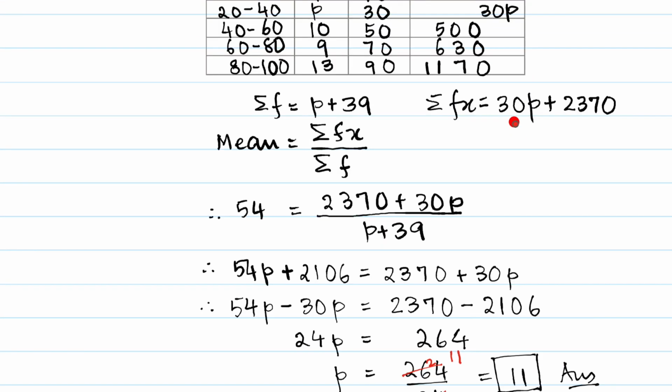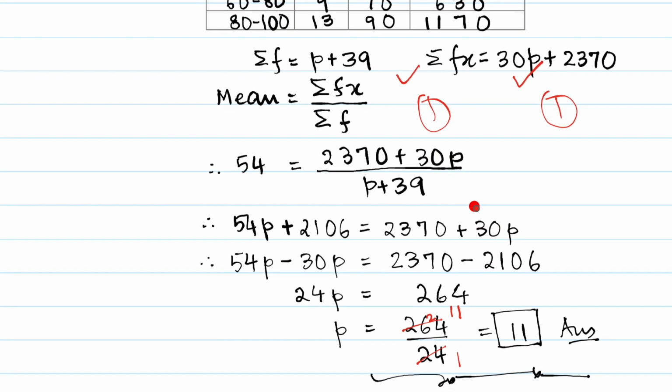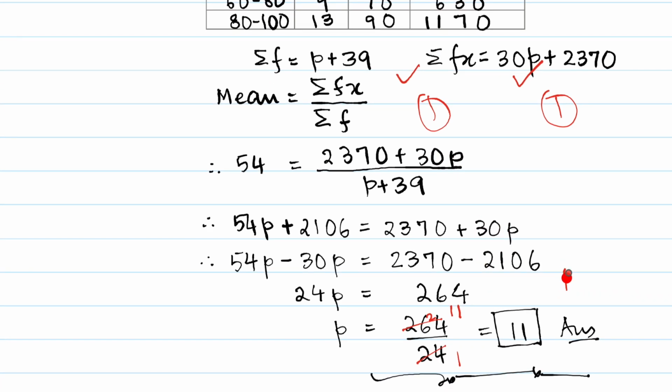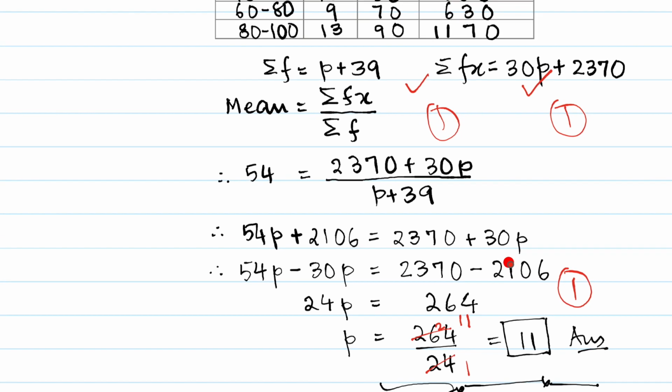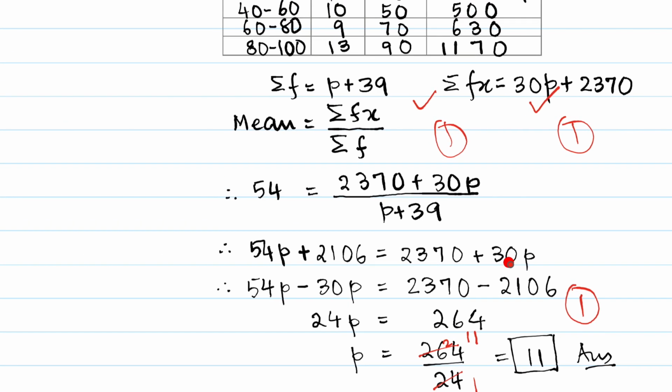Now, to get this and to get this, we will have 1 mark and 1 mark. And then to complete all this calculation correctly, that will be another mark. So that is how we got our 3 marks out of 3 marks for this question. And this was the last question. So with this, we have finished with the entire paper.